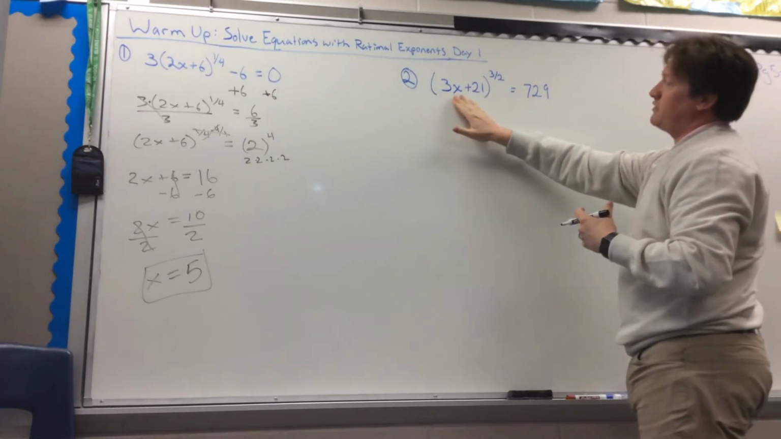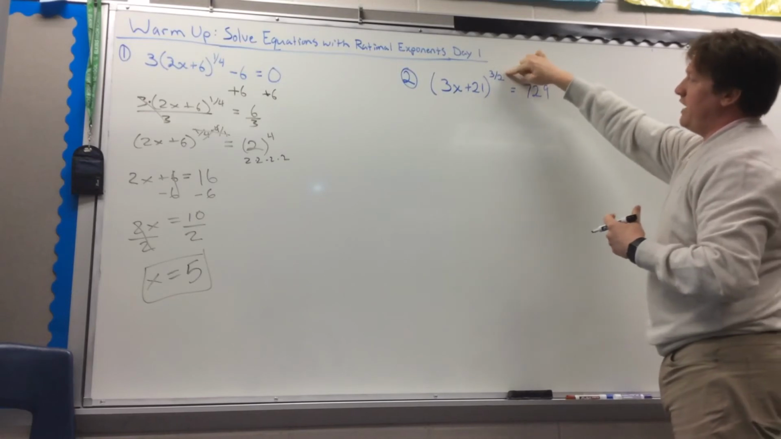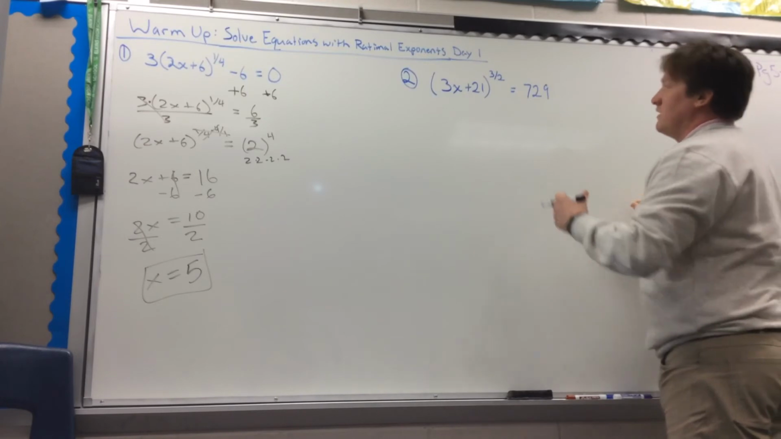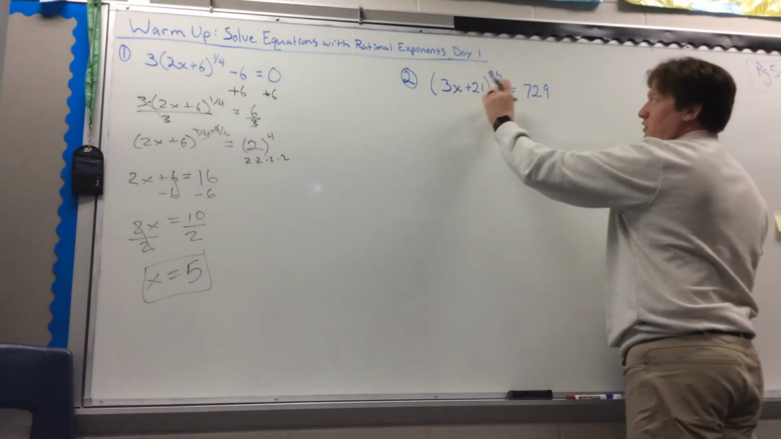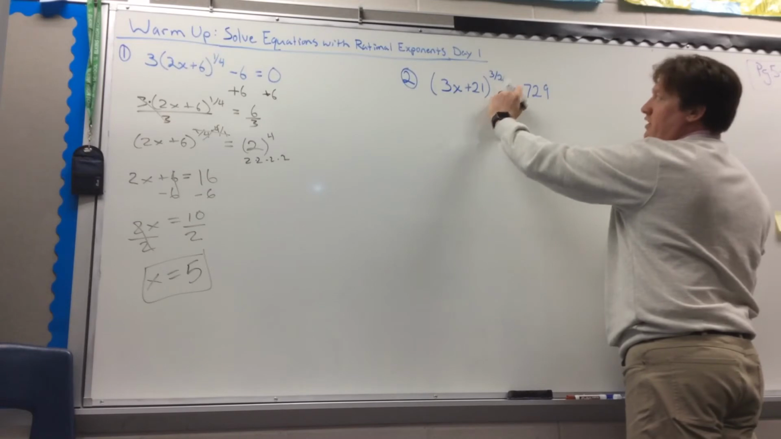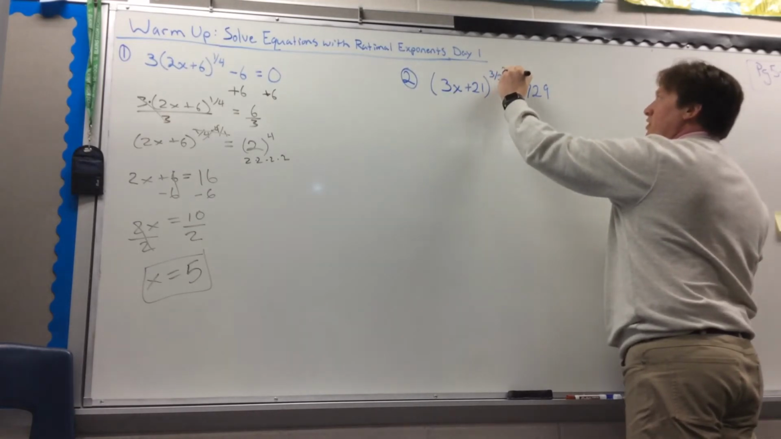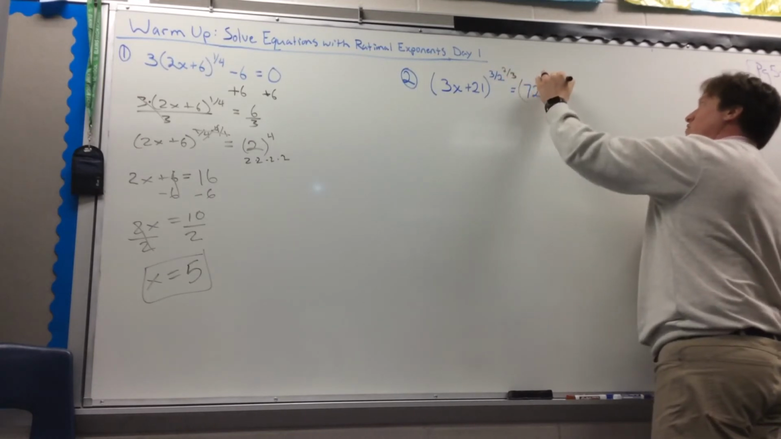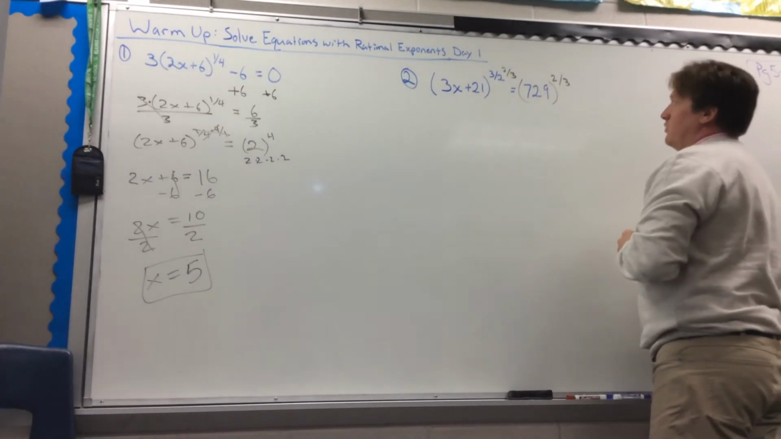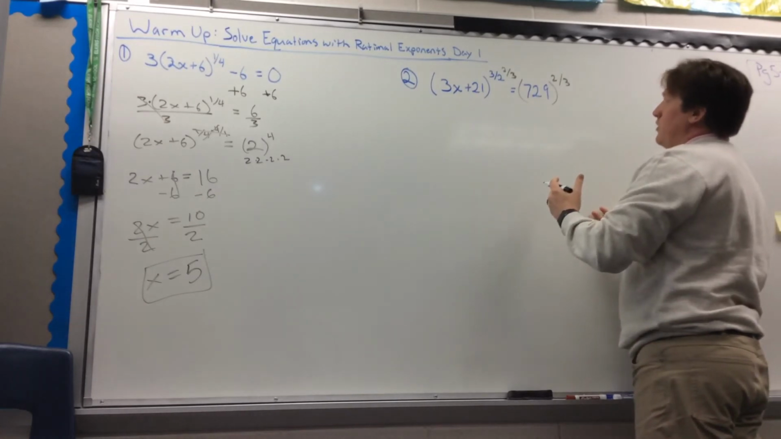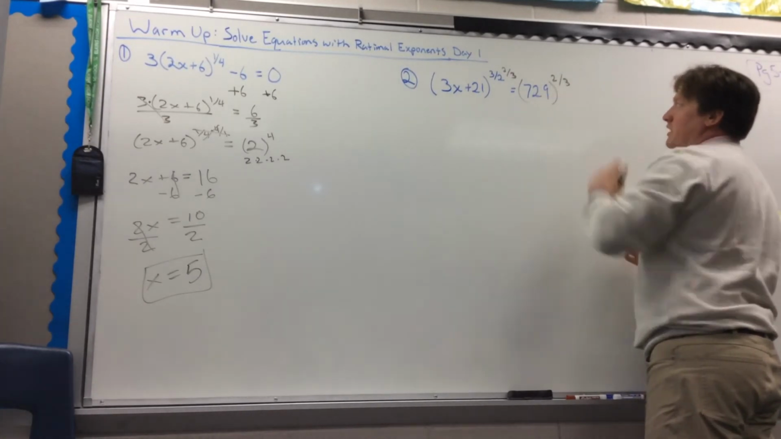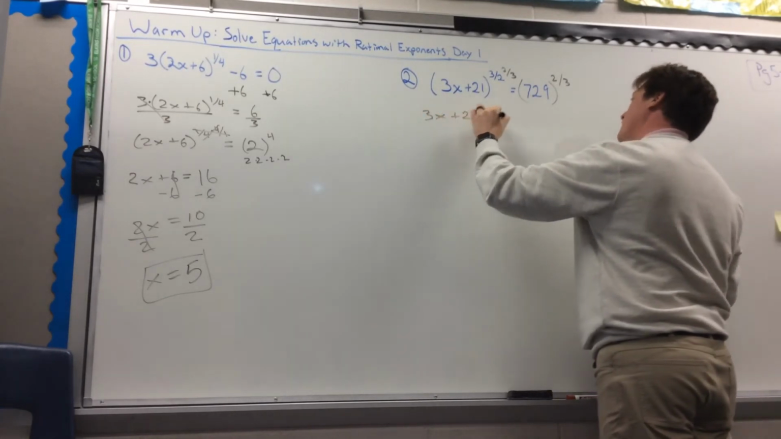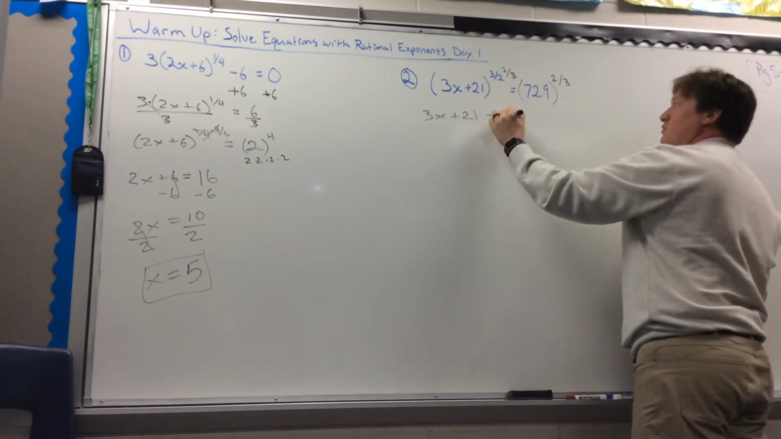So the question is (3x plus 21) raised to the 3/2 power is equal to 729. So in order to get, this is already by itself. In order to get rid of this exponent right here, we need to raise it to the 2/3 power so it cancels. So that means I'm going to do the same thing over here, raise it to the 2/3 power. So what that means at this point, we want to go ahead and change it from exponential form to radical form. So this is going to give me 3x plus 21 is equal to the cubed root.